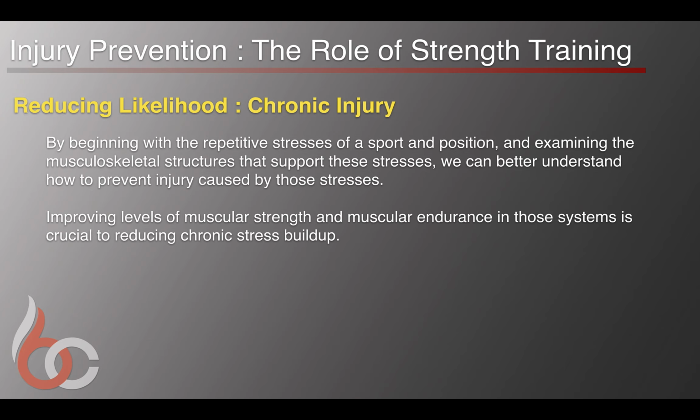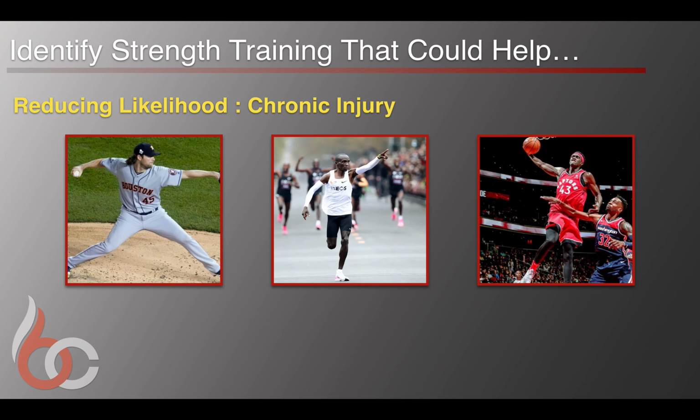All right? Are we talking about a chronic injury to the knee? Okay, well, what are the musculoskeletal structures that support the knee joint generally? And how can we better understand that maybe by building up some better muscular endurance and tolerance around that muscular structure, could we then reduce the likelihood of injury to that joint caused by repetitive stress? So if we improve levels of muscular strength and muscular endurance in that same musculoskeletal system, we're going to have a pretty good likelihood of reducing the chronic stresses that build up and result in that chronic injury.